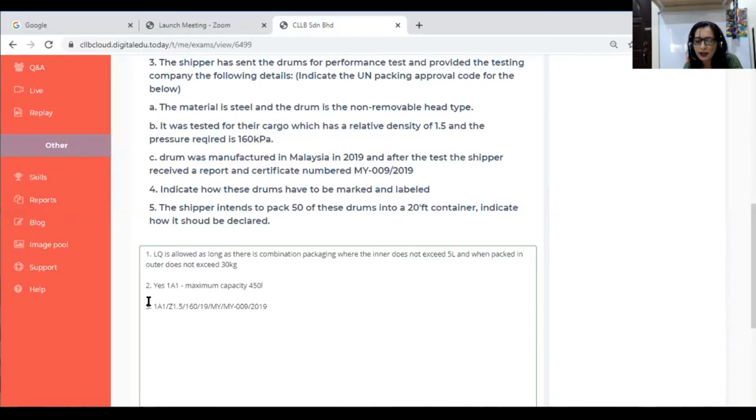Type of packaging, the PG it was tested for. If it's liquid, then it's the relative density information you're looking for. And then immediately after that is the pressure, the year of manufacture, the country, and then the certification number.